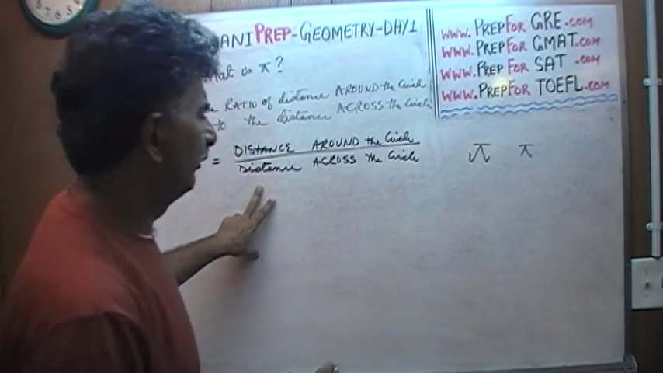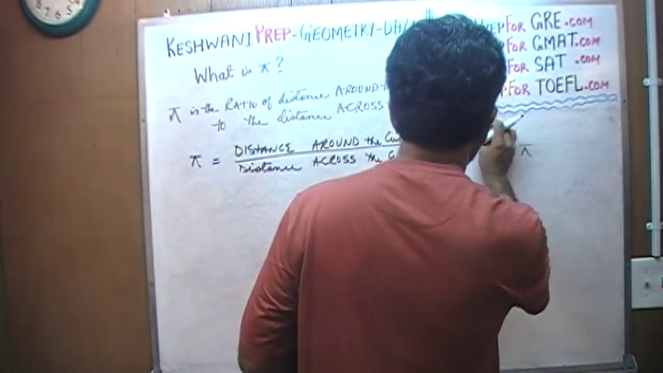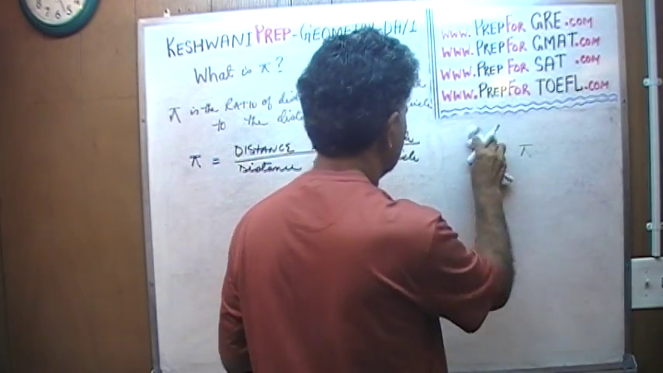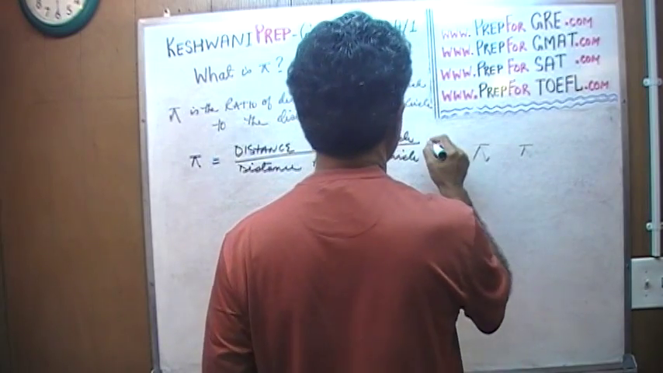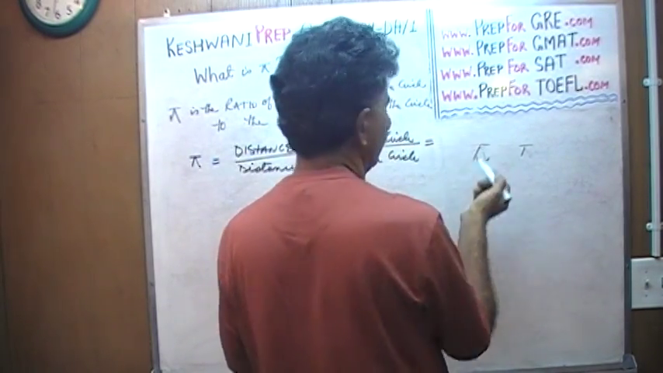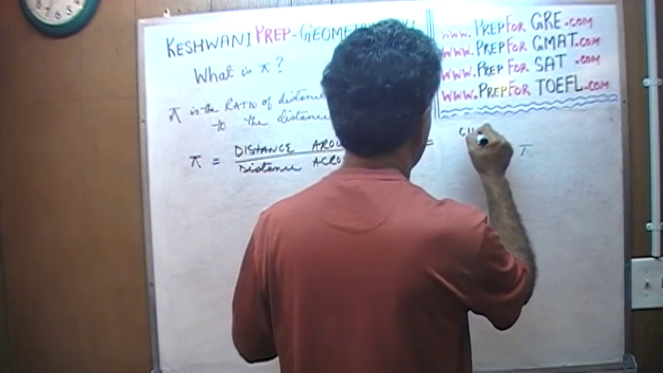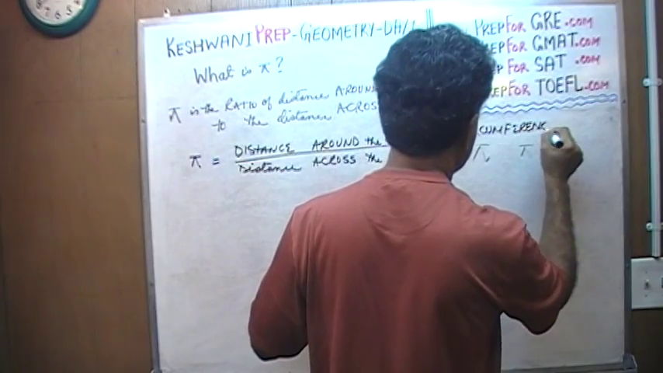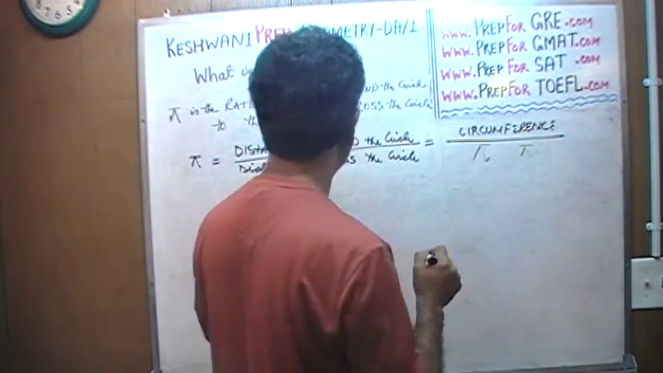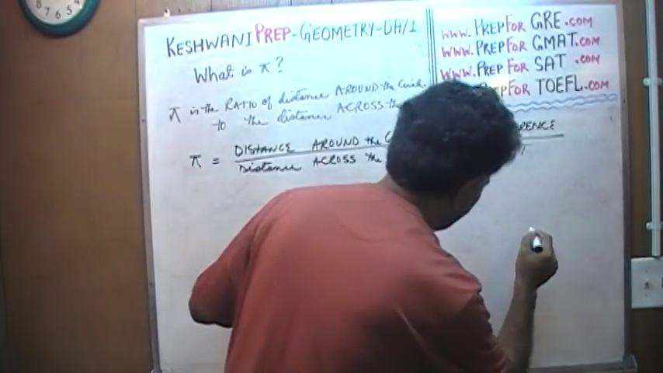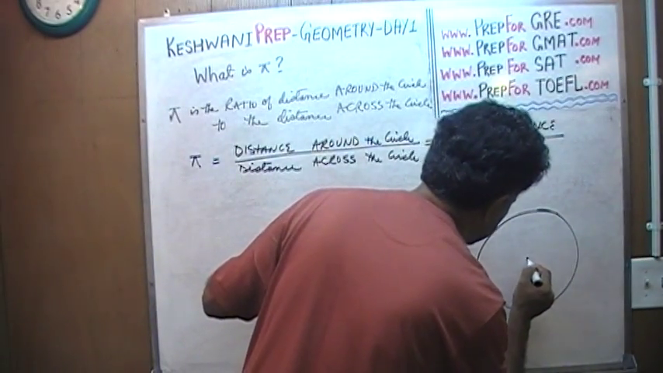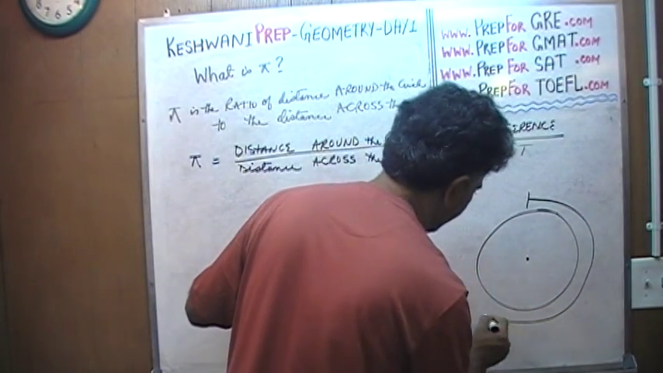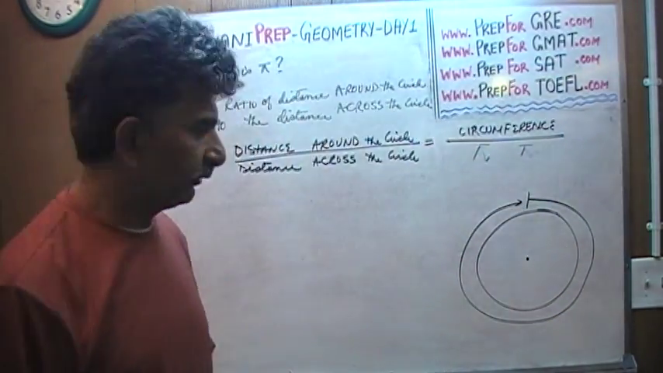What do we call distance around the circle? Of course you already know what it's called: circumference. And what do we call distance across the circle? Well, there is a circle. Distance around the circle, we already talked about it. That's the concept of circumference.